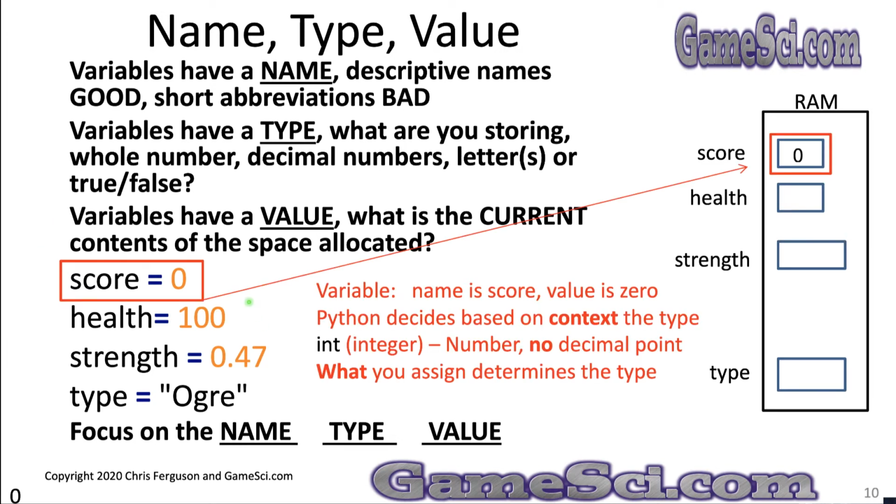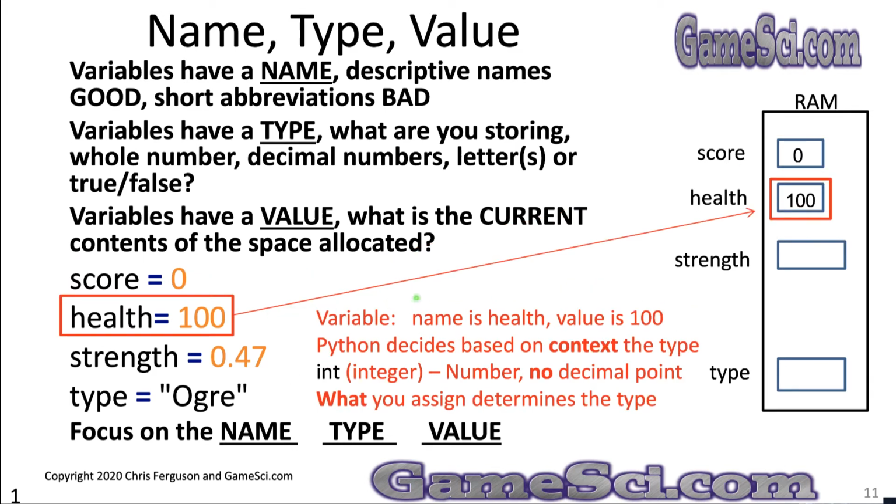Score equals 0. Store the value 0 in the variable score. In this case, the variable name is score. The value is 0. Python decides based on the context the type of the variable. This happens to be an int variable or integer. It's a number with no decimal point. That is an integer. What you assign to the variable determines the type. Python is what we call a loosely typed language, and whatever you assign it, the variable takes that type.